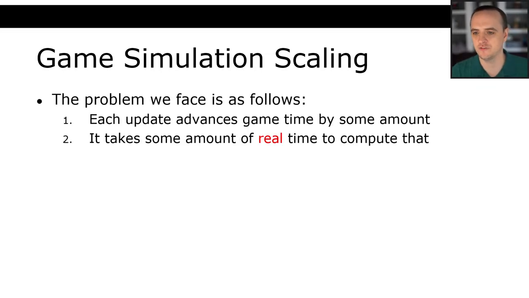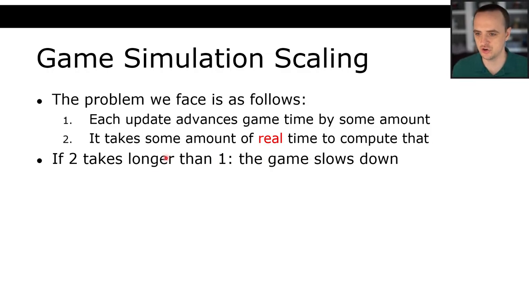So the problem we face is as follows. Each update that we call advances the game time by some amount, and it takes some real amount of time to compute that, right? So if 2 takes longer than 1, then the game slows down. If it takes more real universe time to compute the update of the in-game time, then it's going to slow down. So let's say that we've matched 60 FPS from the real world to the game.